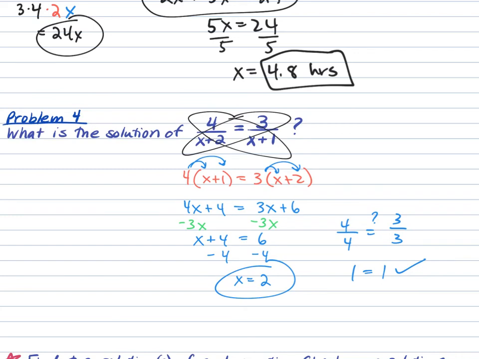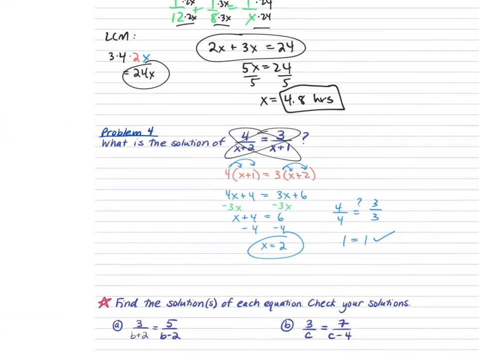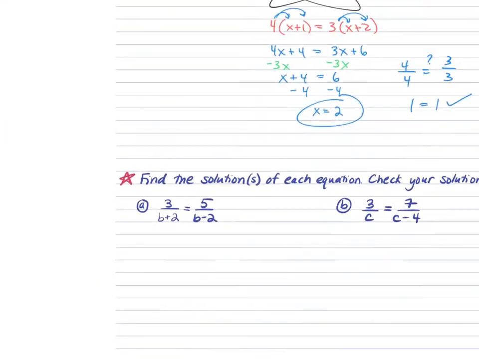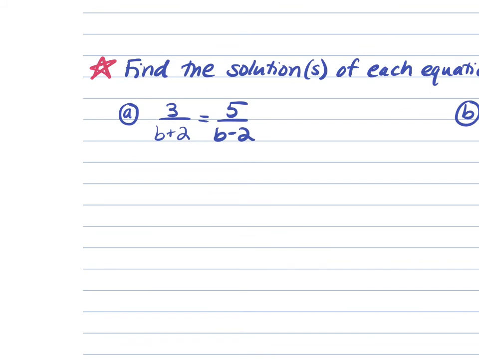Okay, so it's proportions just like cross multiplying. I think we even did ones like this when we did proportions. So hopefully this isn't too bad for you. Let's try A, press pause, try that on your own, and then check back for the solution.